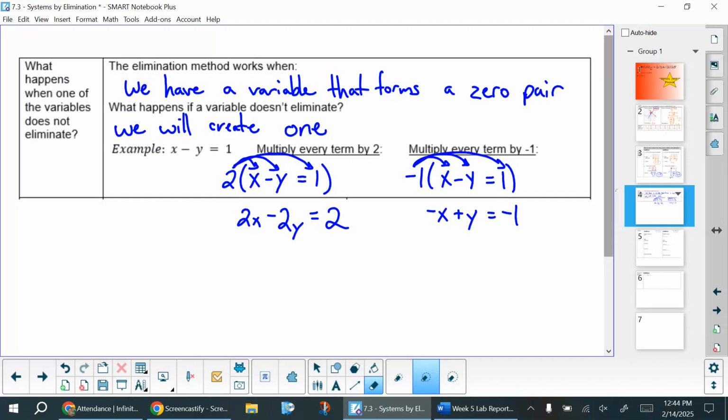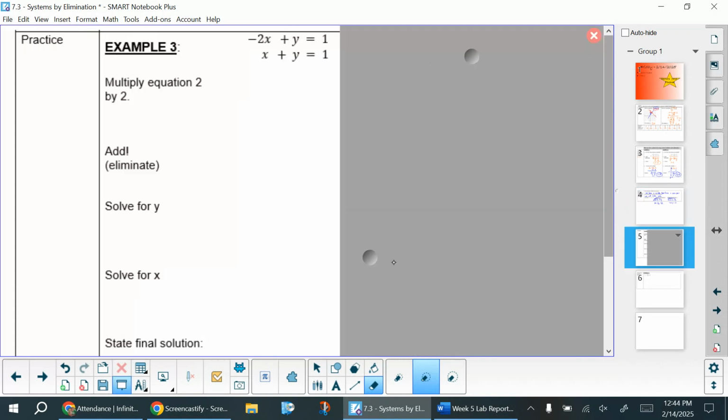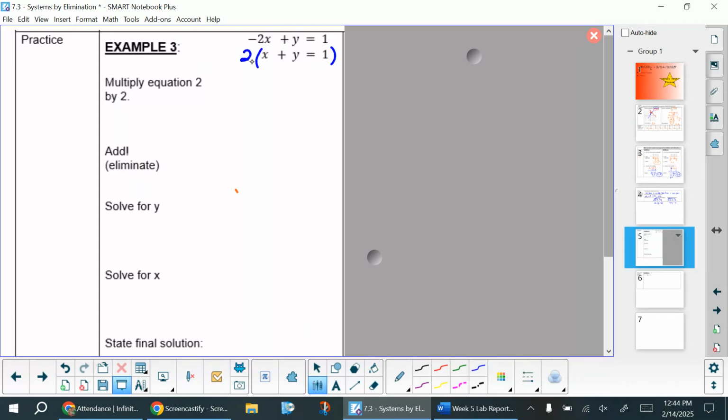Usually we think about multiplying both sides separately, but we're really just multiplying the whole equation by the same number. So let's take a look at our last two. On these two, we're going to have to multiply one of the equations. You can see if I just added these together, nothing would cancel out, nothing would eliminate. So what I'm going to do is multiply equation 2 by 2. And you'll see what happens when I do that.